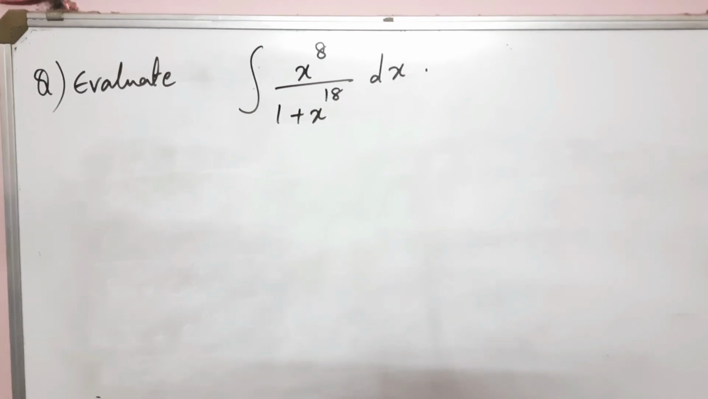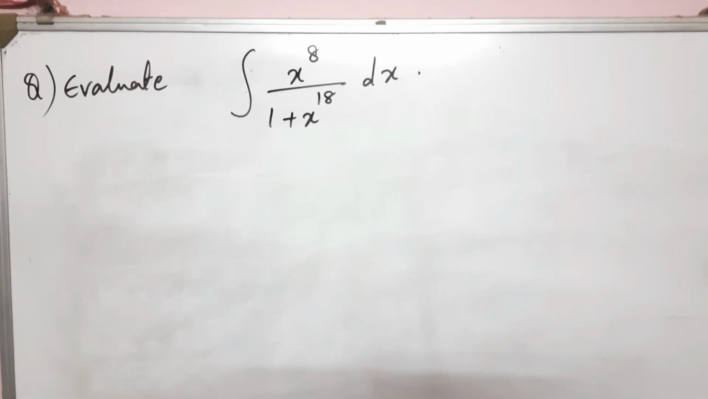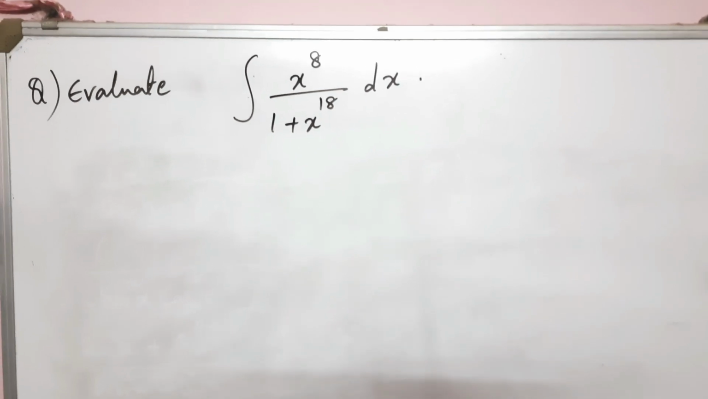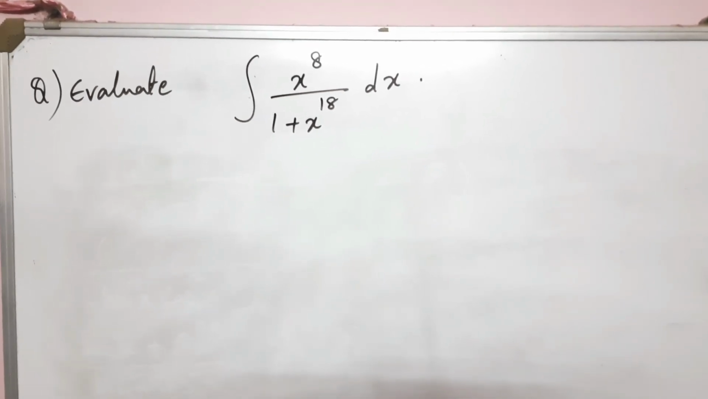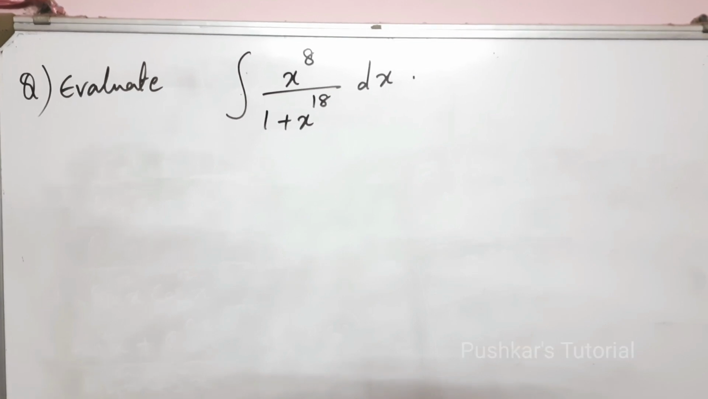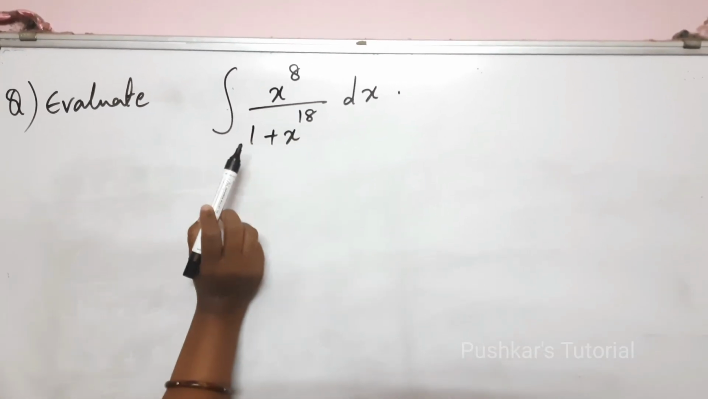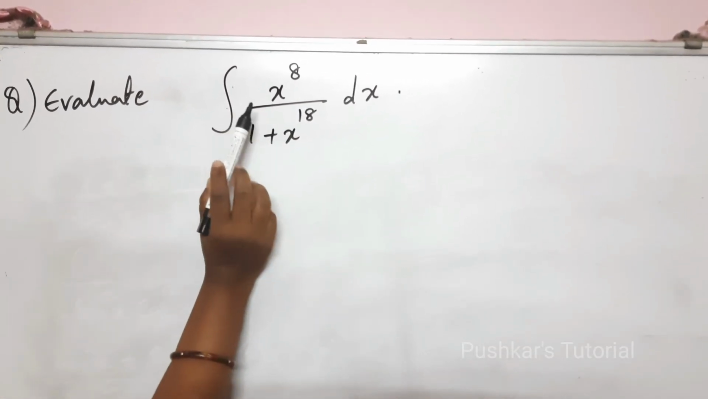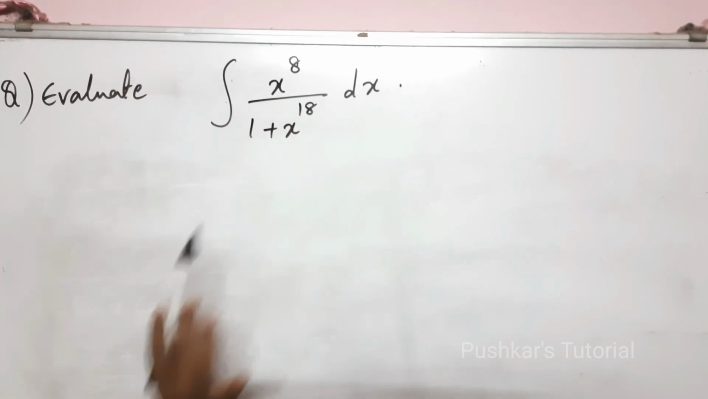Evaluate the integration of x power 8 by 1 plus x power 18 into dx. Here we have to apply the substitution method, meaning after the differentiation we should get the term in the question. If you take x power 8 as t, the differentiation will give you 8 x power 7, no use.